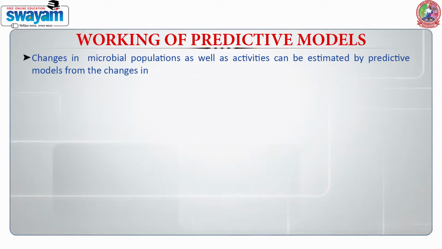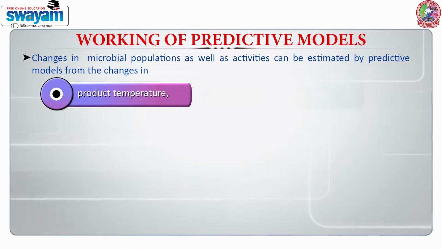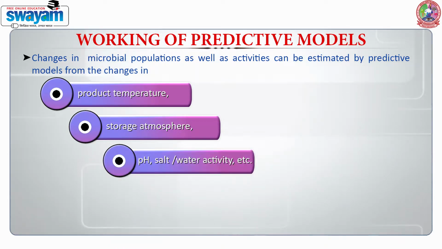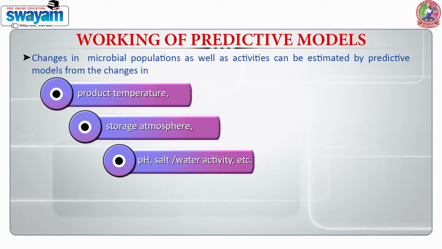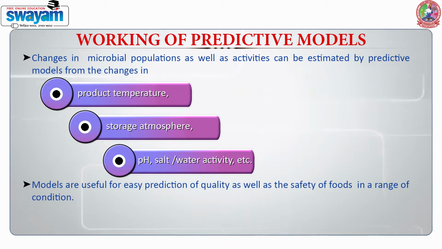Now, we have already understood that predictive microbiology is all about predictive models. So, what are these models and how do they help us? First, these models capture the changes in the microbial population as well as activities, and they can be estimated by the various changes happening in the product temperature, storage atmosphere, the pH changes, or change in the water amount or the water activity. These models are very useful for easy prediction of quality as well as safety of the foods.